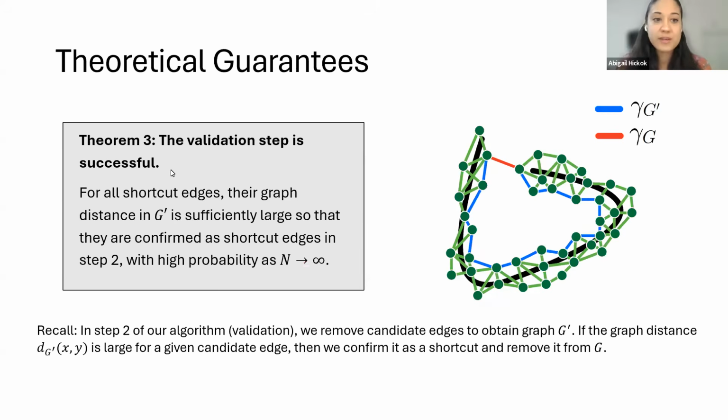And then our third theorem is about the second validation step. If you'll remember in step 2 of our algorithm, we have this validation step where we're removing candidate edges with low ORC, and we're looking at their graph distance in this intermediate graph. We're saying if that distance is very large, we confirm it as a shortcut. And so this third theorem says that the validation step works. For all shortcutting edges, their graph distance in this intermediate graph G prime is sufficiently large that they're confirmed as shortcuts with high probability as n goes to infinity.